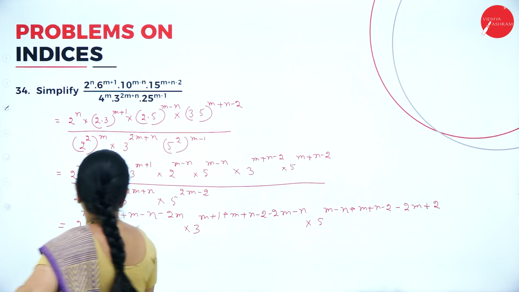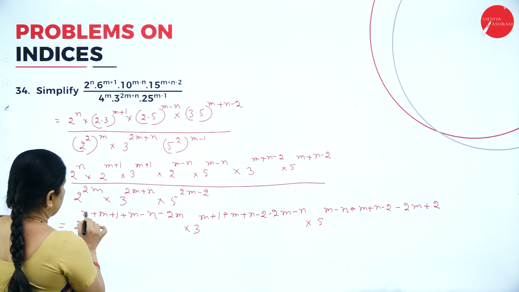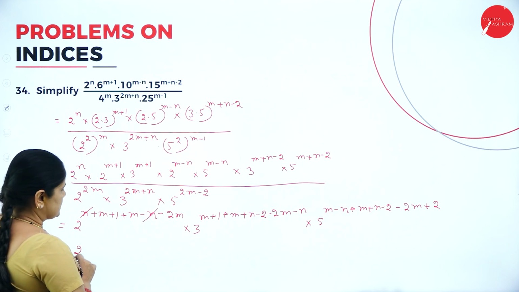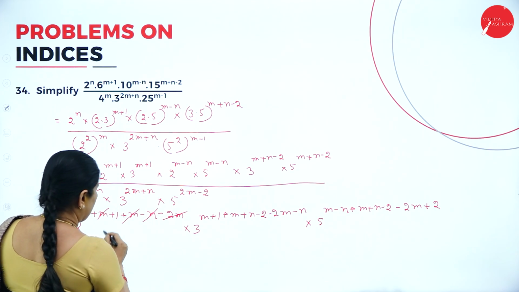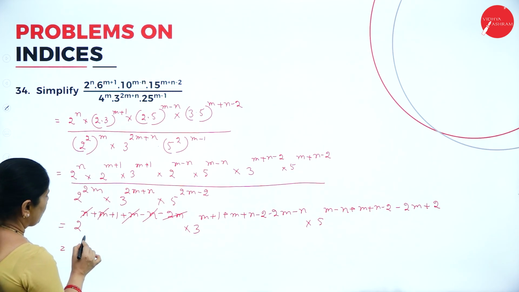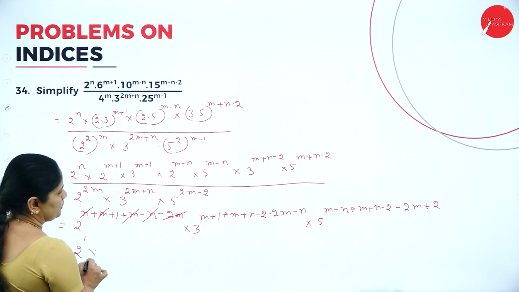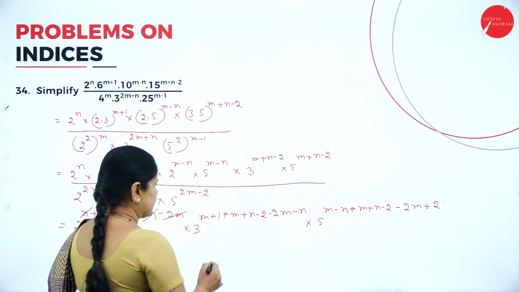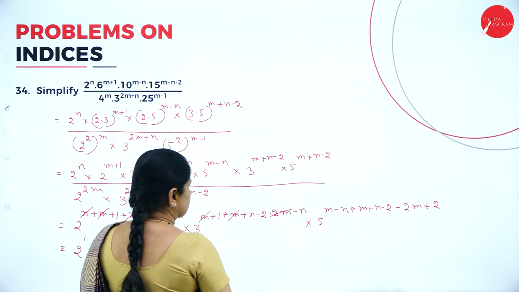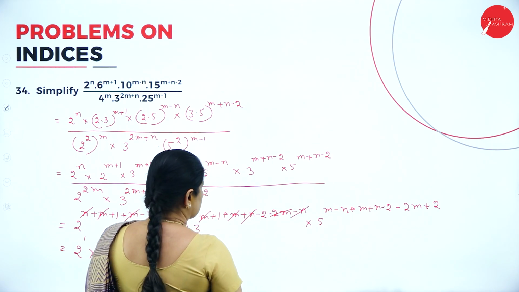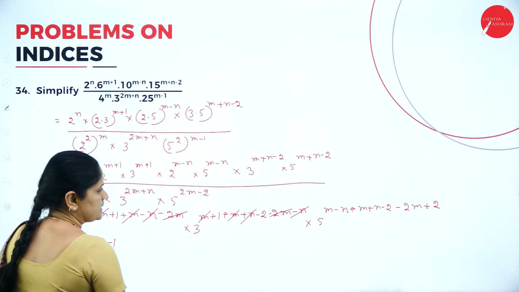So I will simplify this. Plus n minus n gets cancelled. So m and m get cancelled by 2m, so I am left with 2 to the power 1. Now for this one, let us see here. m plus m is 2m, minus 2m gets cancelled, plus n minus n gets cancelled. So this will be equal to 3 to the power minus 1.